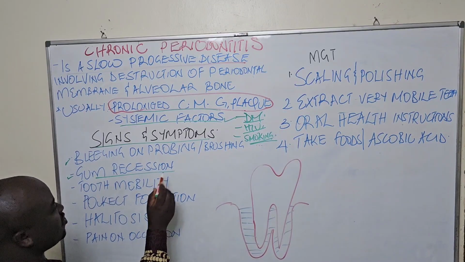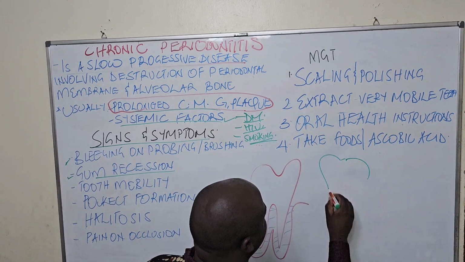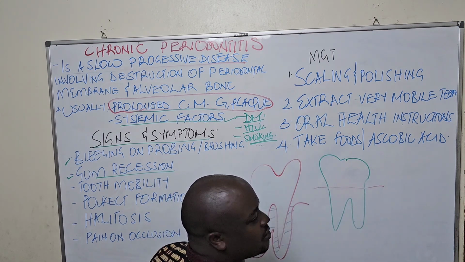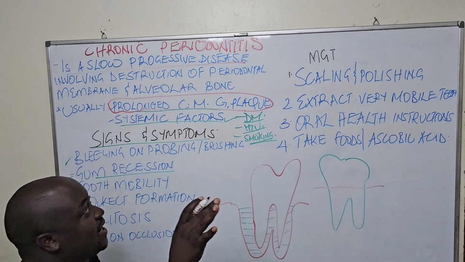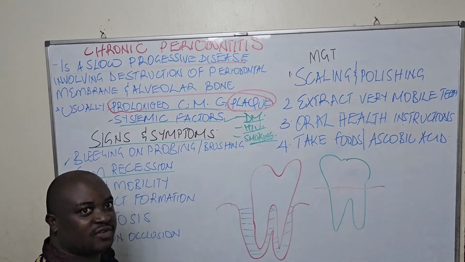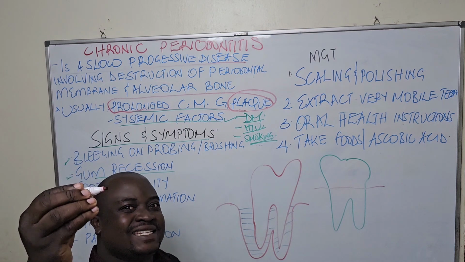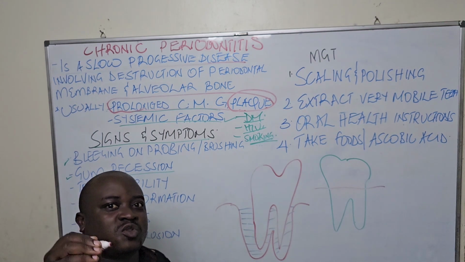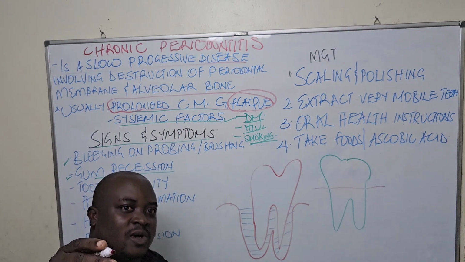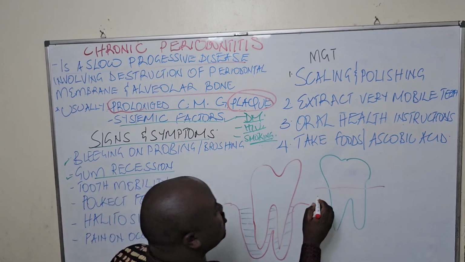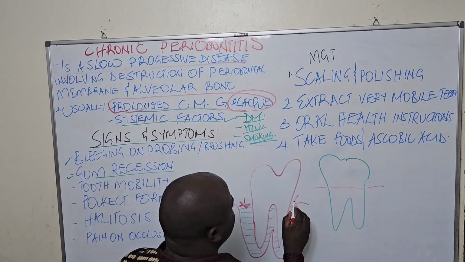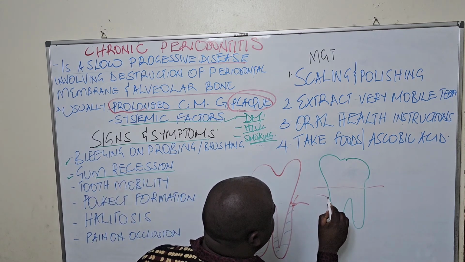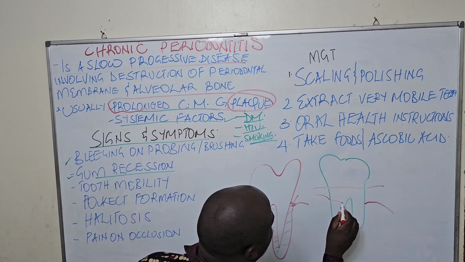Gum recession. What is gum recession? We say that the tooth is supposed to have a gum level around here, at the cemento-enamel junction. But because there is either calculus or a lot of plaque, which is involved in chronic marginal gingivitis, the plaque is going to harden and become calculus. And the calculus will keep on pushing between the tooth and the alveolar bone, pushing the gum down. If this was the gum level, it pushes down until we are around this level.